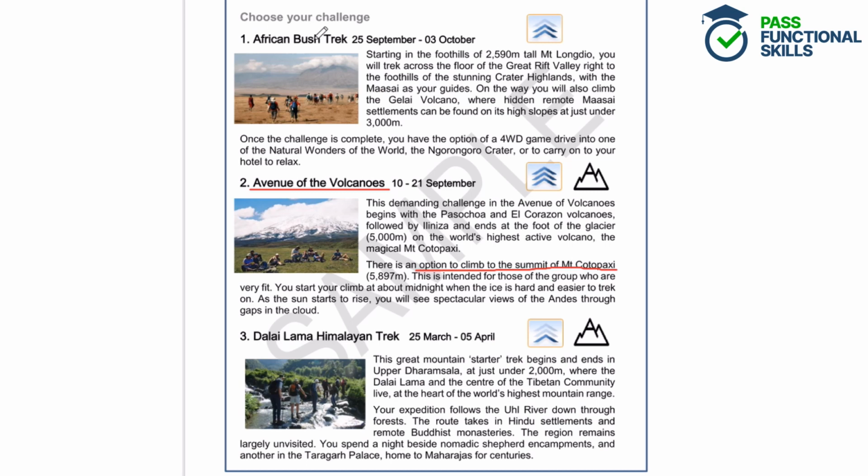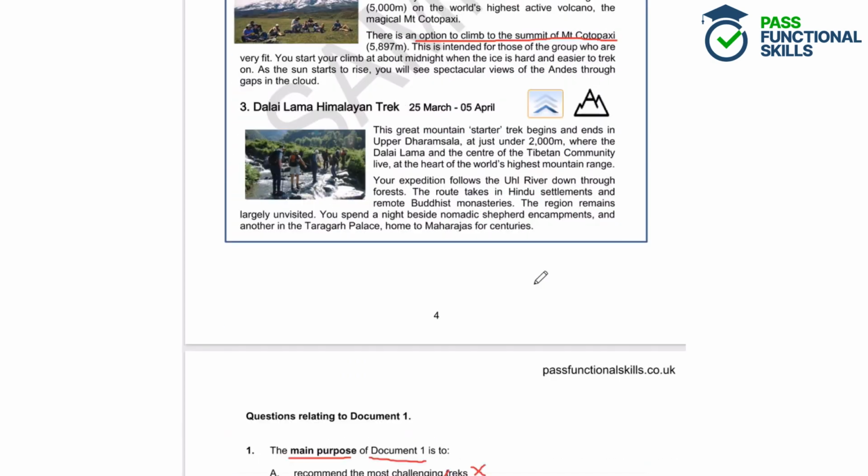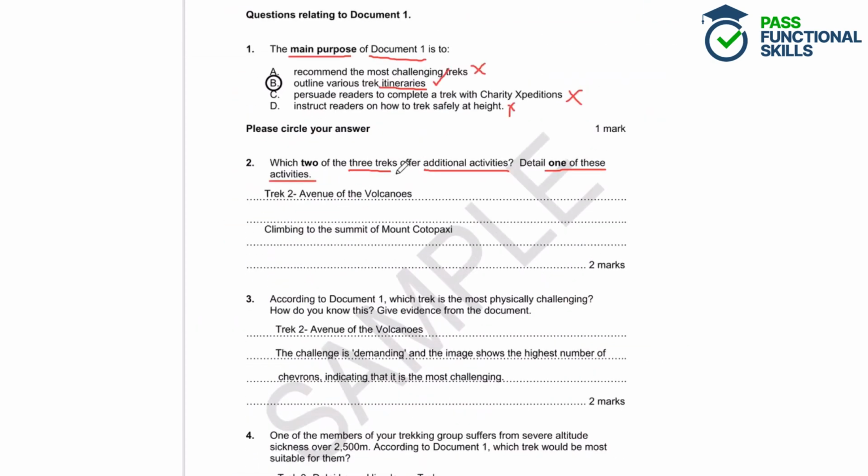And another option that you can choose for this question is option 1, the African Bush Trek, because in this one you have the option to do a game drive, or you can carry on to your hotel to relax. So there are additional activities that have been mentioned there. So this student has identified Avenue of the Volcanoes, and you can climb to the summit of Mount Cotopaxi.